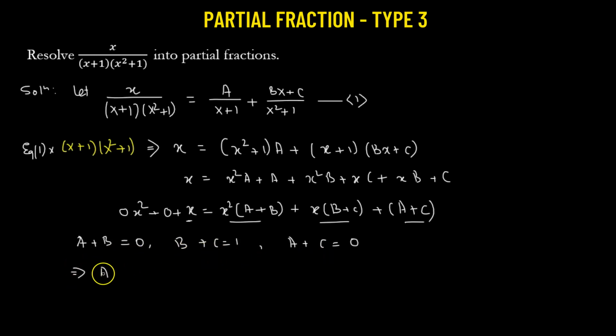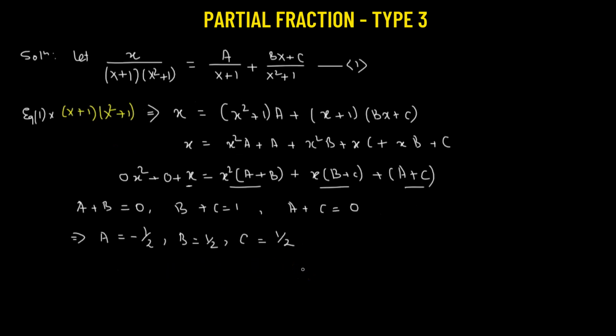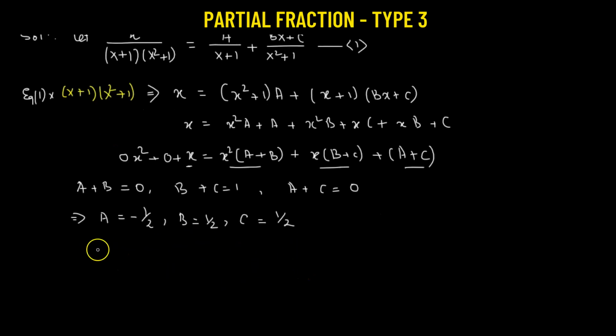Therefore A comes out to be negative half, B is going to be positive half, and C comes out to be positive half as well. So we'll now substitute these values back in equation number 1. We get x over (x plus 1) multiplied by (x squared plus 1) equals our A value, negative half, divided by x plus 1, plus half x, that's Bx plus C, so (half x plus half) whole divided by x squared plus 1.